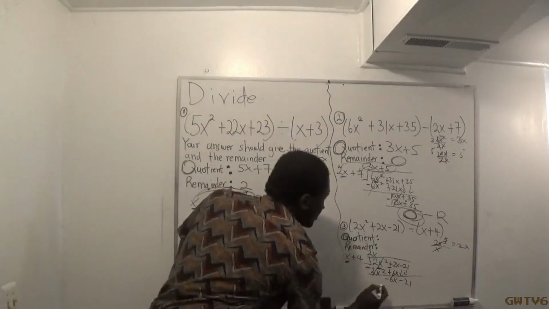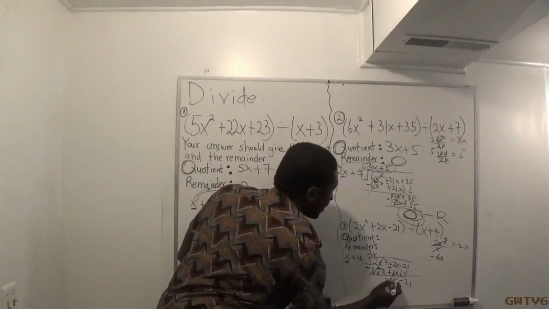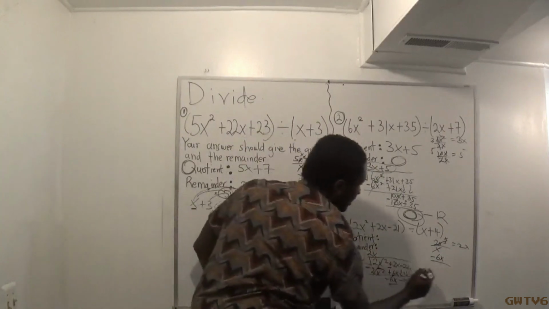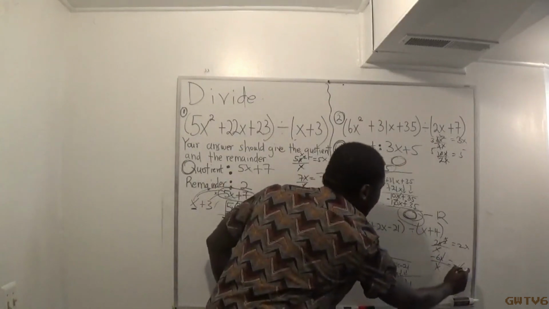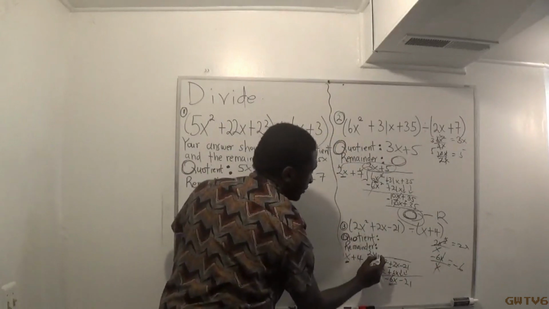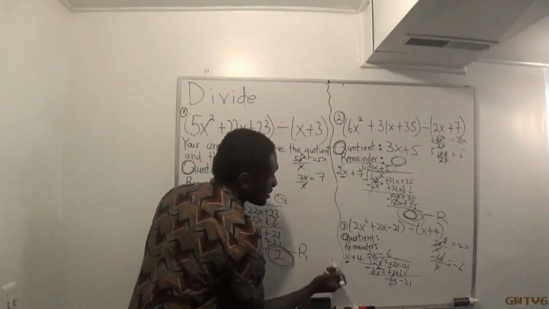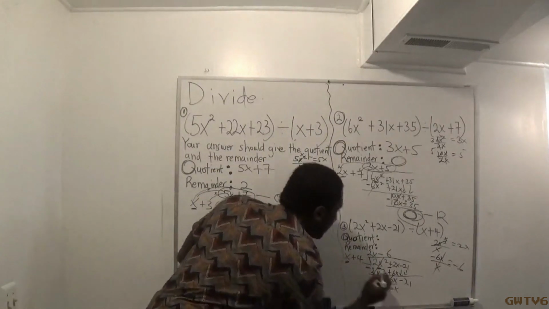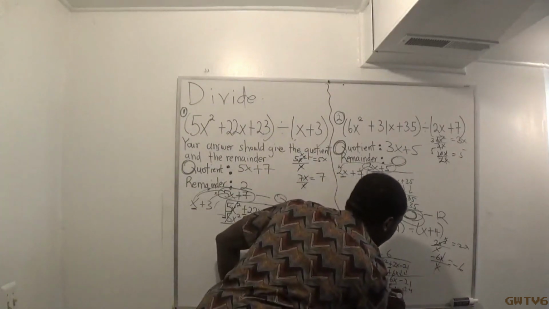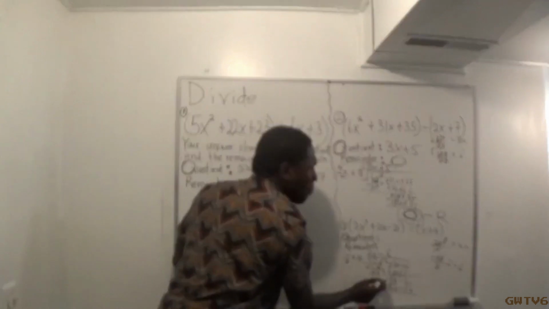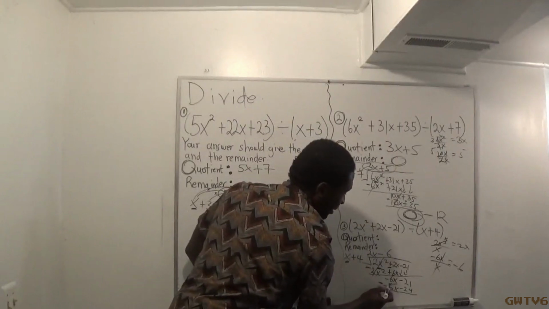I repeat the same process. This comes first, negative 6x divided by this first one right here, x. So x and x will cancel. So I have negative 6 left. And that negative 6, I'm going to have to put right here. And then I multiply negative 6 times x is negative 6x. And then negative 6 times 4 is negative 24. I want this to cancel. They're both negative. So I'm going to have to do what? Subtract.